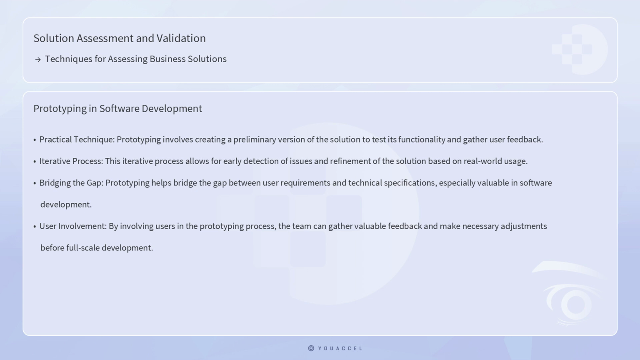Prototyping is a practical technique that involves creating a preliminary version of the solution to test its functionality and gather user feedback. This iterative process allows for early detection of issues and refinement of the solution based on real-world usage. Prototyping is especially valuable in software development, where visualizing the end product can help bridge the gap between user requirements and technical specifications.